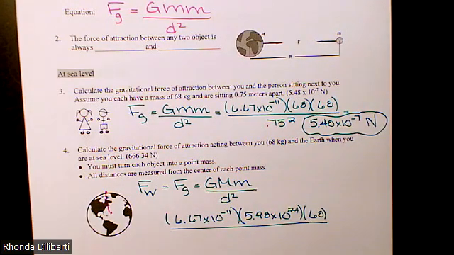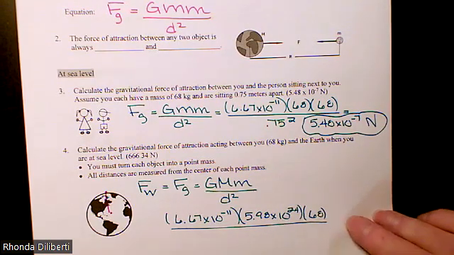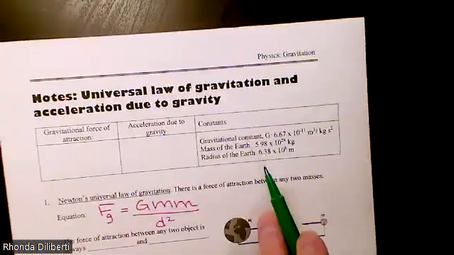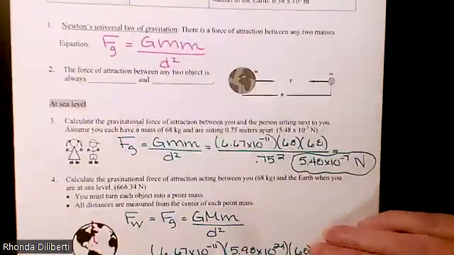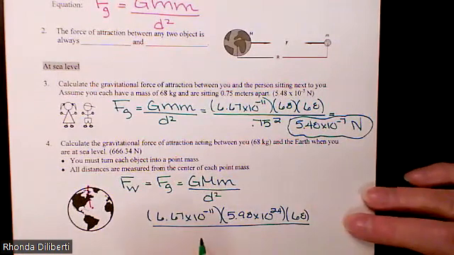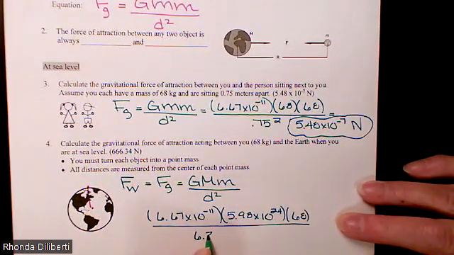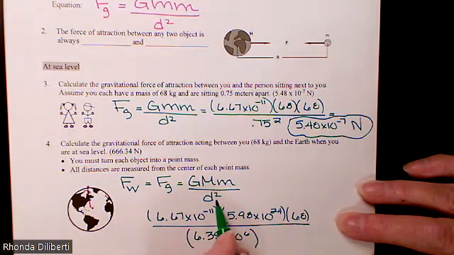And now the distance between your 2-point masses is going to be the radius of the Earth. Again, another number that we use often. So that number is up here at the top, and that number is 6.38 times 10 to the 6th. I'm going to put that in parentheses because I have to square that.